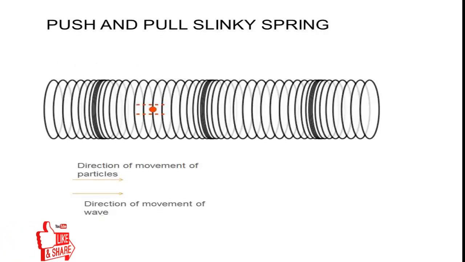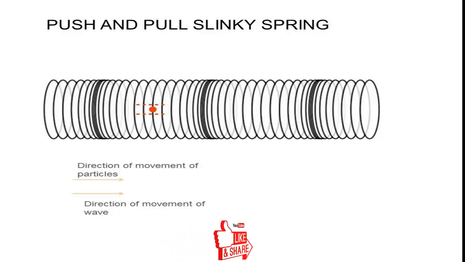Now let me take the first case, that is push or pull of slinky spring. You can see that continuously as we create the disturbance in the spring, the regions will be created right here as compression or rarefaction. Now the question arises, what is compression and what is rarefaction? Compression is the region of longitudinal wave, or the slinky spring, in which the rings are getting closer to each other, and rarefaction is the region where the rings are moving away from each other.